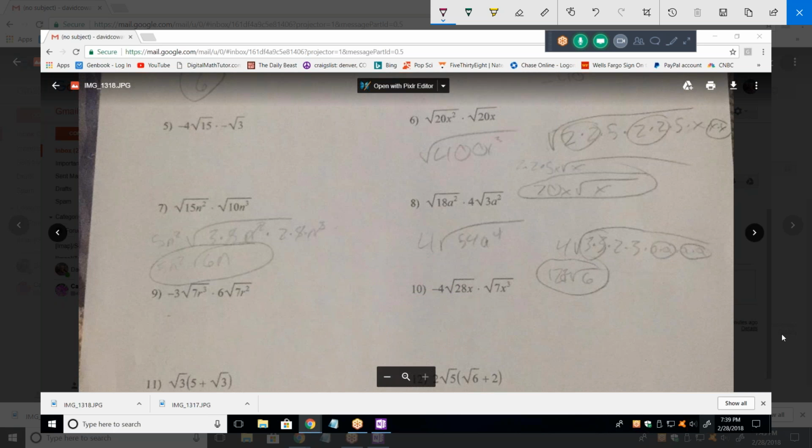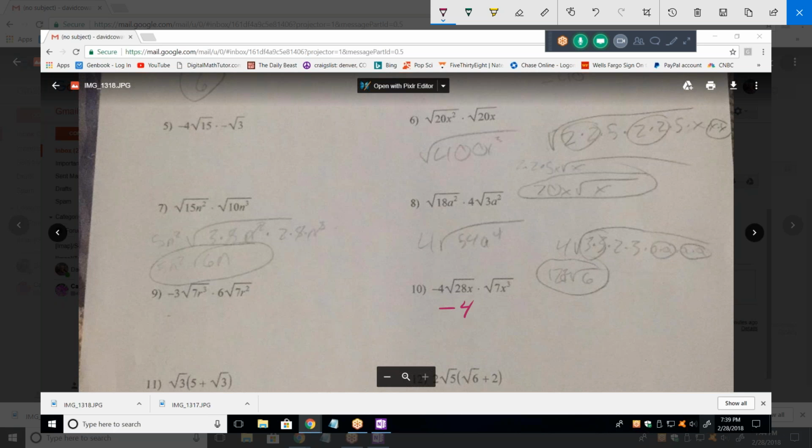Number 10. This is a much simpler way to do it. Don't you agree? Yeah. And it's -4. Now we're going to run into a little bit of a problem here, and I'll show you why there may be an advantage in simplifying this one first. But let's just do it the way we've been doing it and see what problems present themselves.